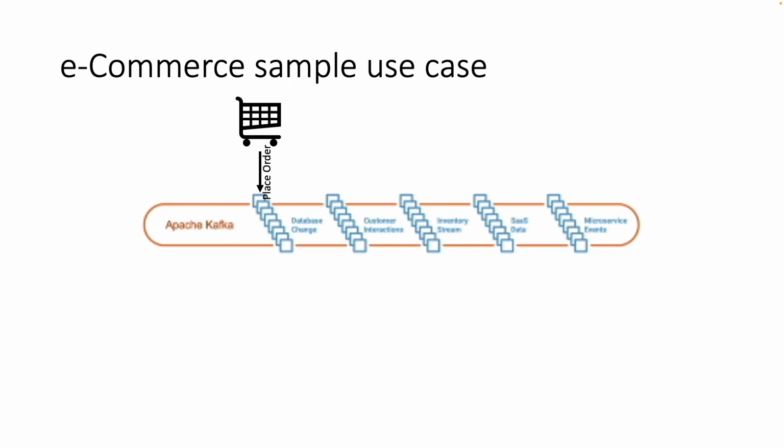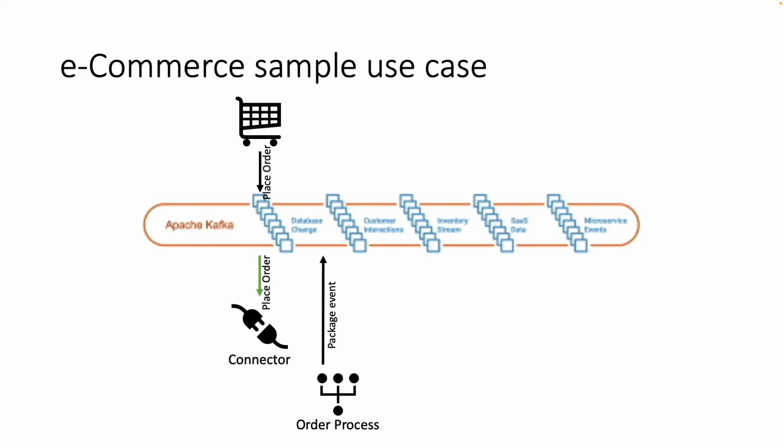When receiving a customer order, it will publish a place order event to Kafka. This event will be consumed by the Kafka Agile connector, which will initiate a process to handle this order. This process, in turn, will publish two different events to Kafka. One is the package event and the other is the delivery event. Those events can again be consumed by different subscribers.